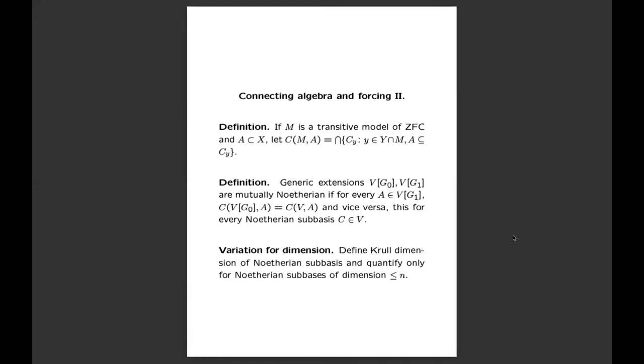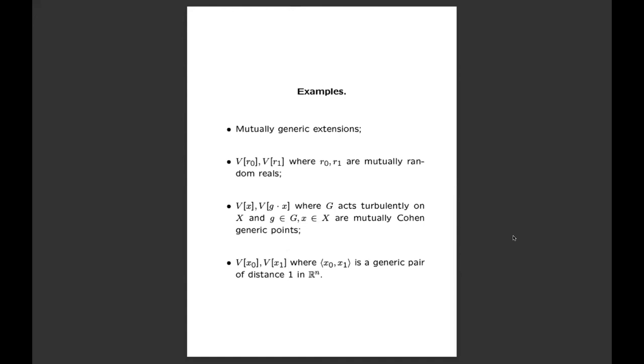What you can do, you can define the Krull dimensions of Noetherian subbasis, and you can restrict this notion of Noetherian to subbasis of a given Krull dimension, smaller than some number. There are many more variations than I can see right now. And there are examples of this, and it's interesting to see how you can actually find diagrams of this type. One of them is when the extensions are mutually generic, but this is somehow an elementary thing that doesn't really get you anywhere.